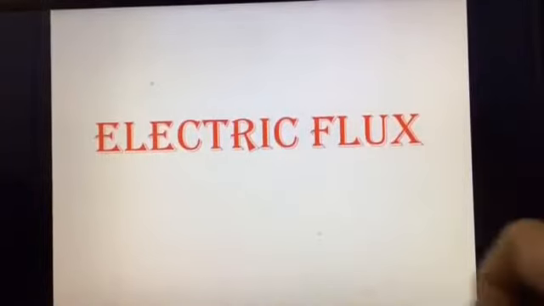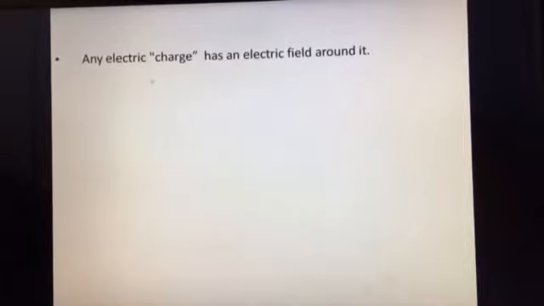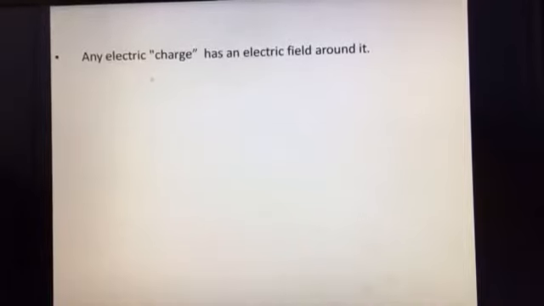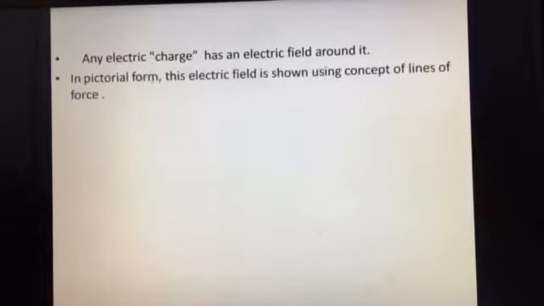Today we are going to study about electric flux. Any electric charge has an electric field around it. Whether it is positive or negative, it has an area or a region around it in which if we bring any other charge, it is going to experience an electric force. This region we call electric field.